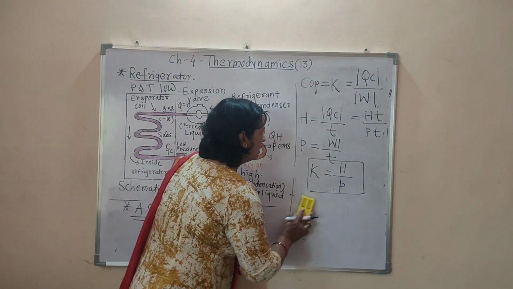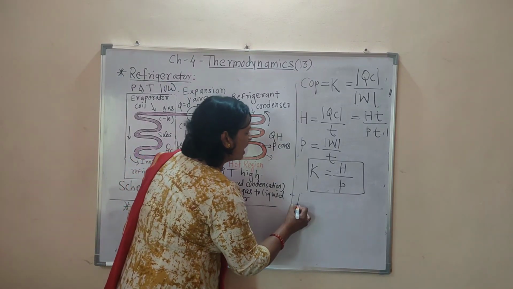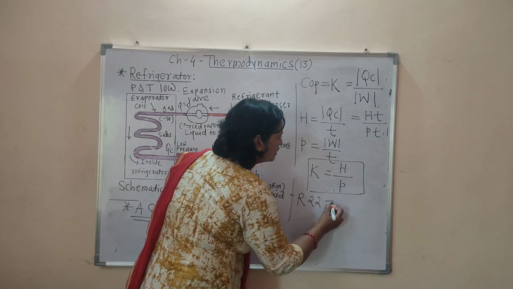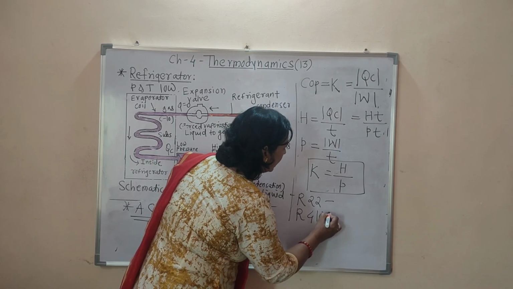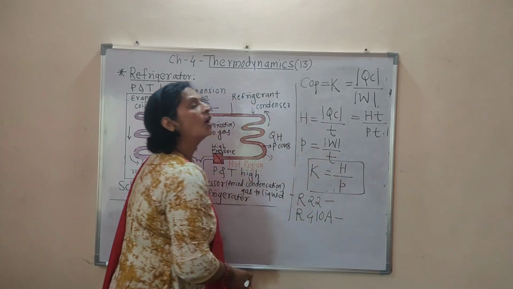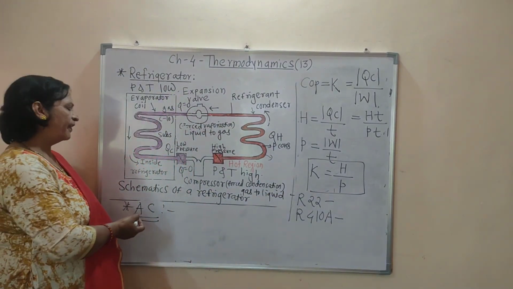The refrigerant used in the case of an AC is R22, that is Freon gas, and the second one is R410A, that is Puron gas, and that is the refrigerant used in the case of an AC.